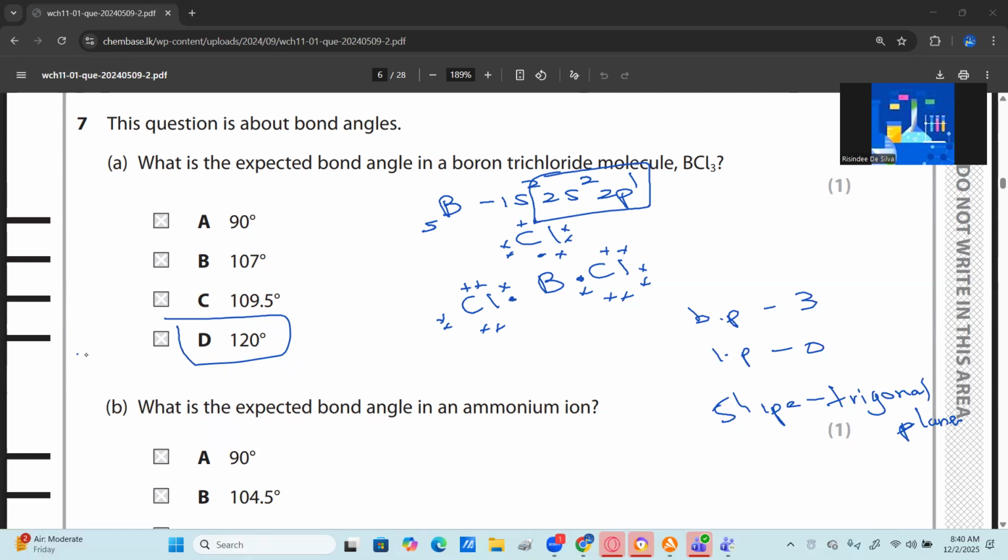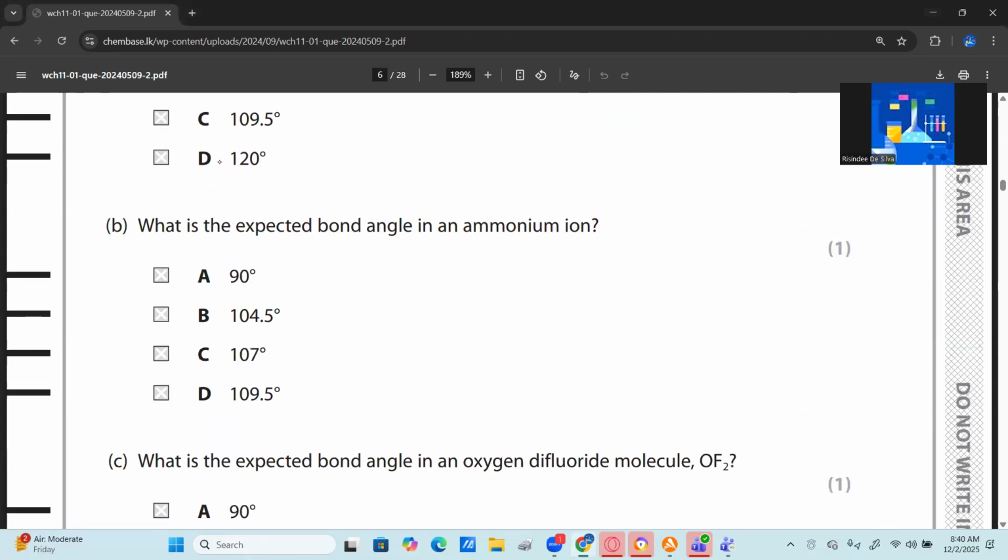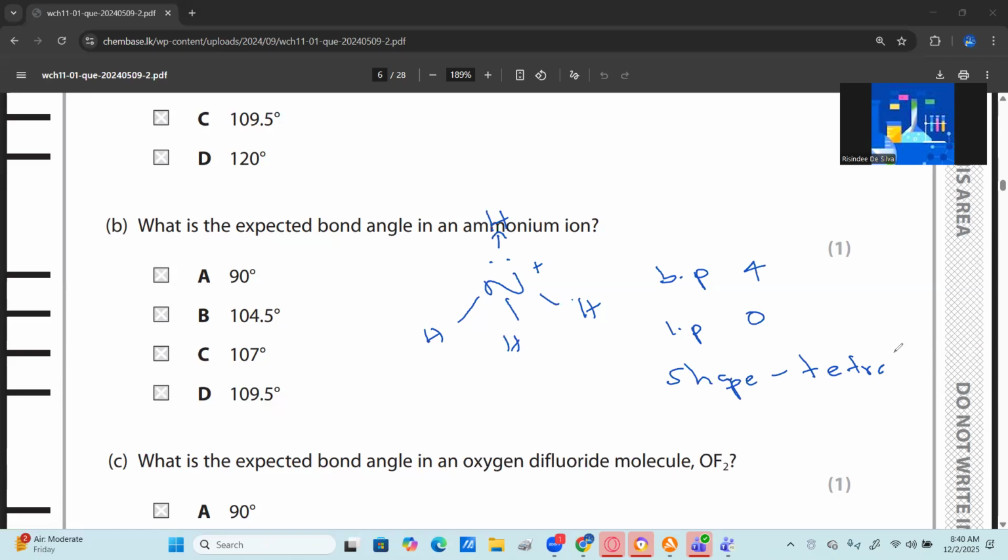If you take the second one, what is the expected bond angle of the ammonium ion? Ammonia and the ammonium ion are two different compounds. Ammonia is like this. When it's forming ammonium, a dative covalent bond will be formed. Therefore, ammonium will have 4 bond pairs and 0 lone pairs. When you have 4 bonds and 0 lone pairs, the shape is tetrahedral. The bond angle of a tetrahedral shape is 109.5.